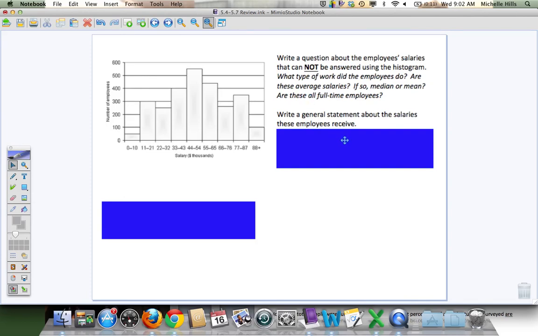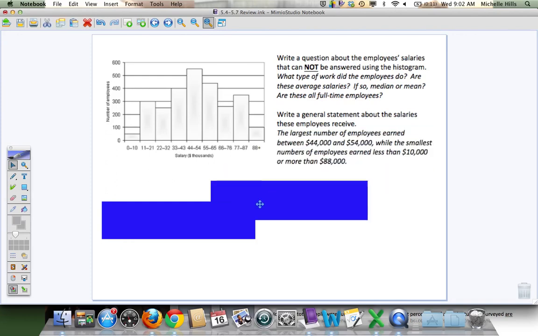And then write a general statement about the salaries these employees receive. I said the largest number of employees earn between $44,000 and $54,000. Not more than half, but the largest single category is between $44,000 and $54,000, where the smallest numbers of employees earn less than $10,000 and more than $88,000.